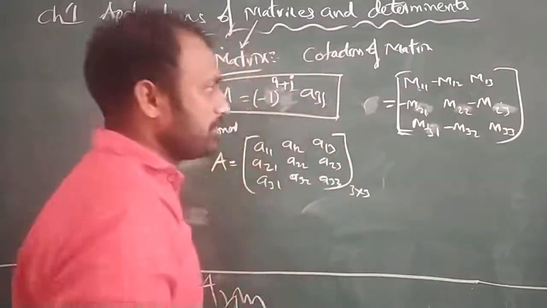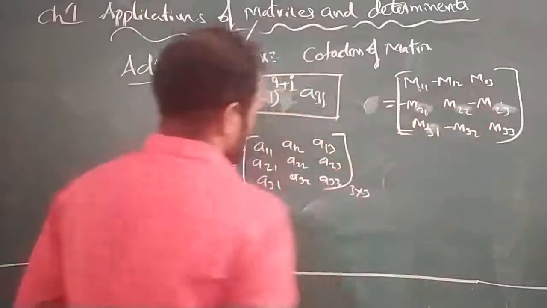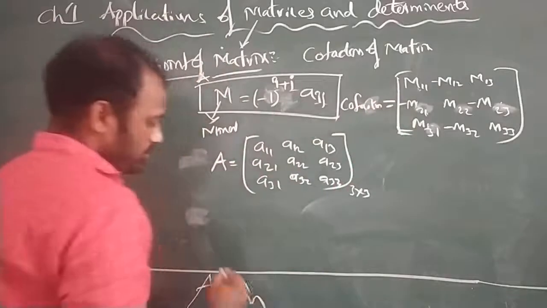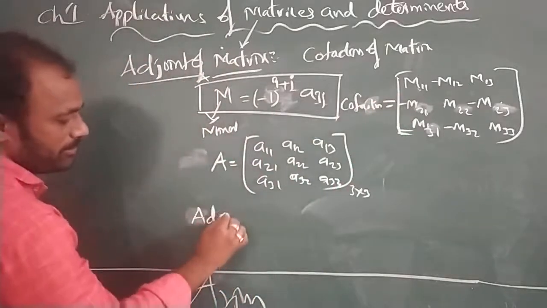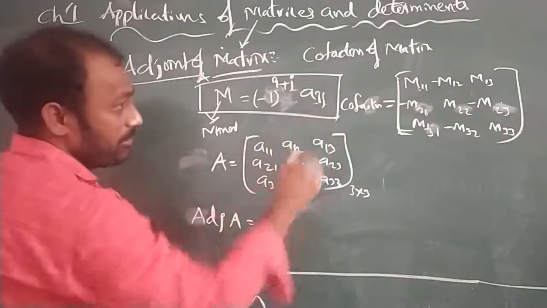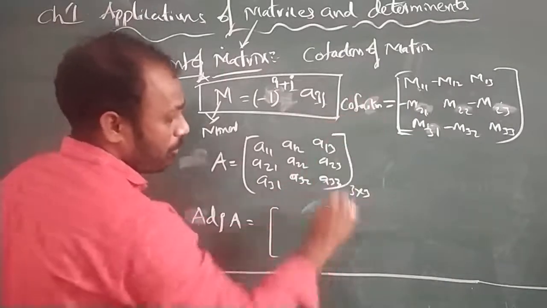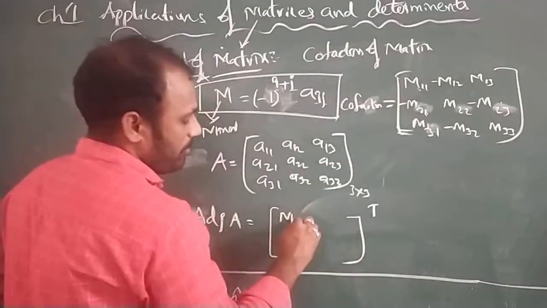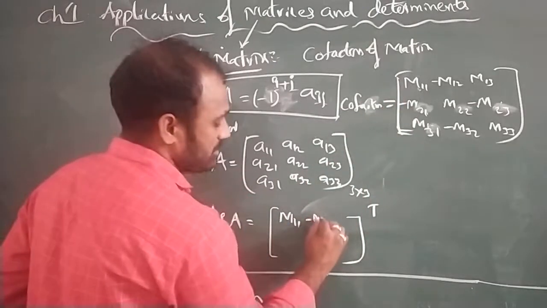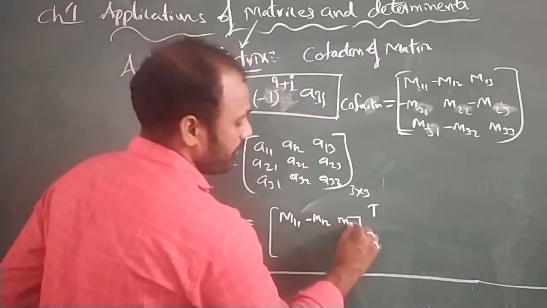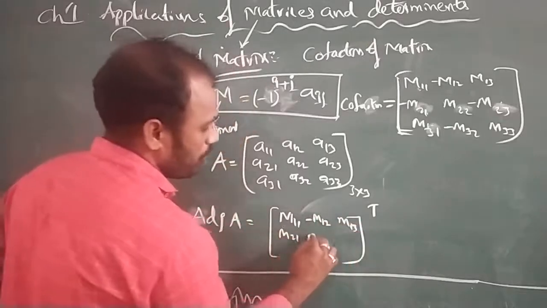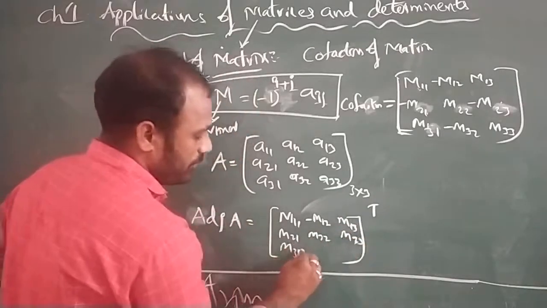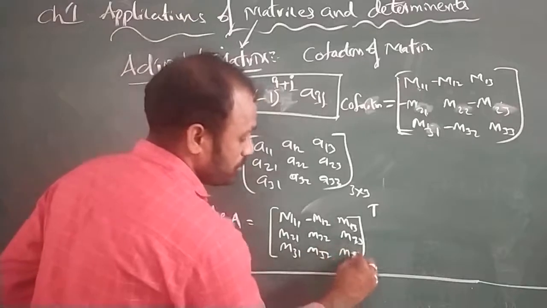Okay, the remaining are plus, and this is the cofactor matrix. So if I want to get the adjoint of matrix A, we have to write the cofactor matrix and then do its transpose. That is M11, minus M12, M13, M21, 22, 23, 31, 32, 33.